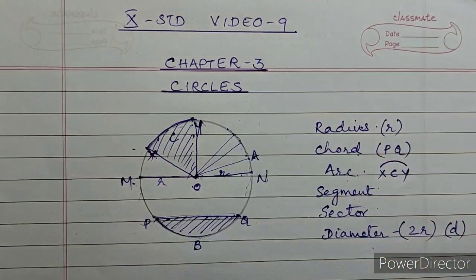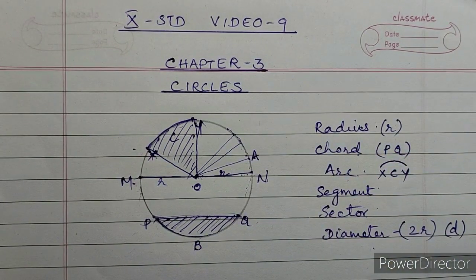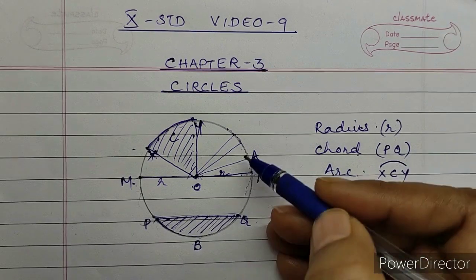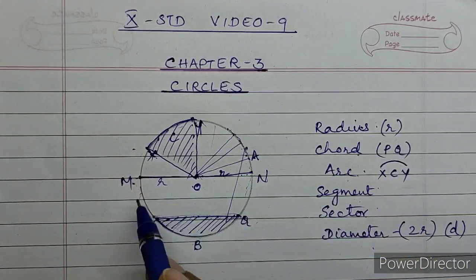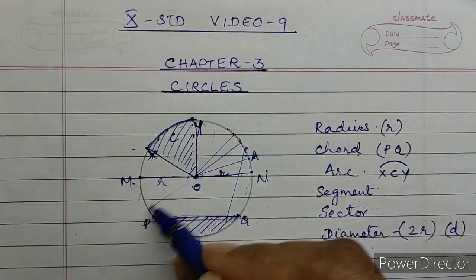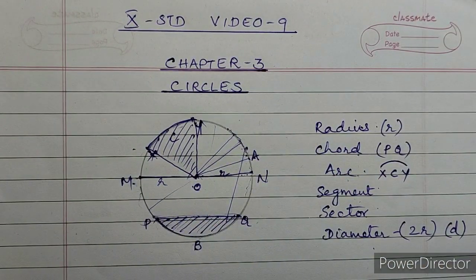And we can draw infinite number of diameters in a circle. We can draw infinite number of chords in a circle. Anywhere if you join also you will get a chord. So if the chord is passing through the center of the circle, then you will get the diameter. This all you have learned in previous classes.